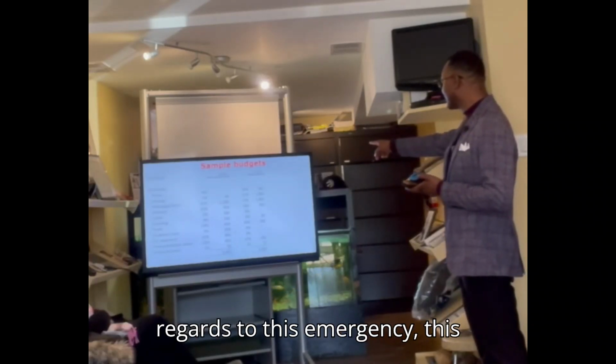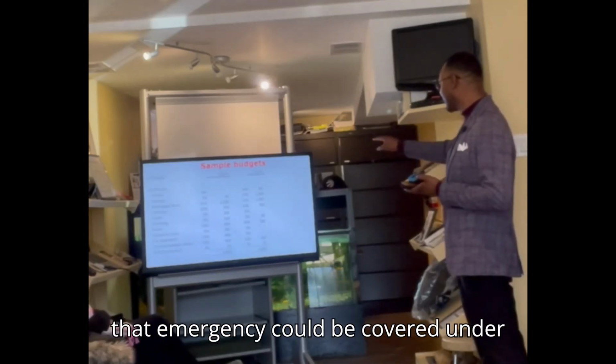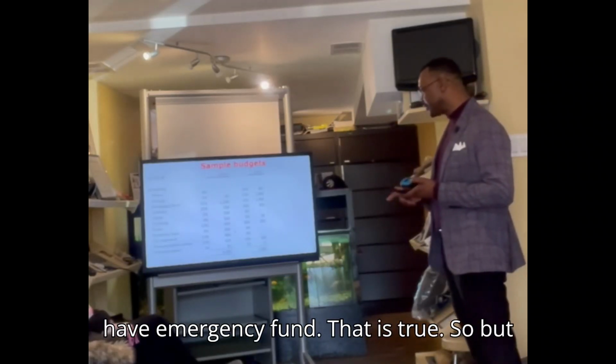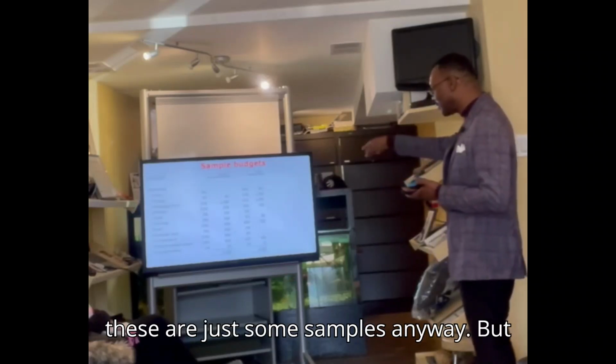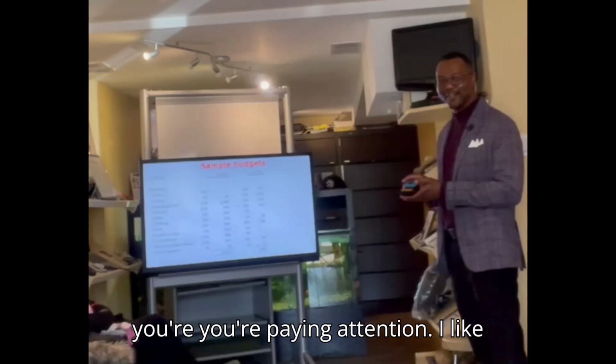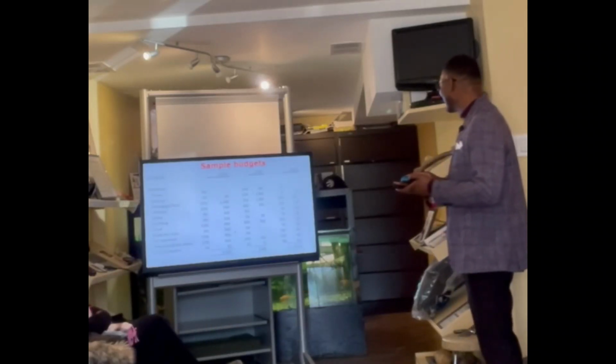Now, with regards to the emergency fund, this person has 27% savings, so I would say that emergency could be covered under that. But I thought you're supposed to have an emergency fund on top. You should have an emergency fund. That is true. But these are just some samples anyway. You're right, and I'm glad you're paying attention. I like that.